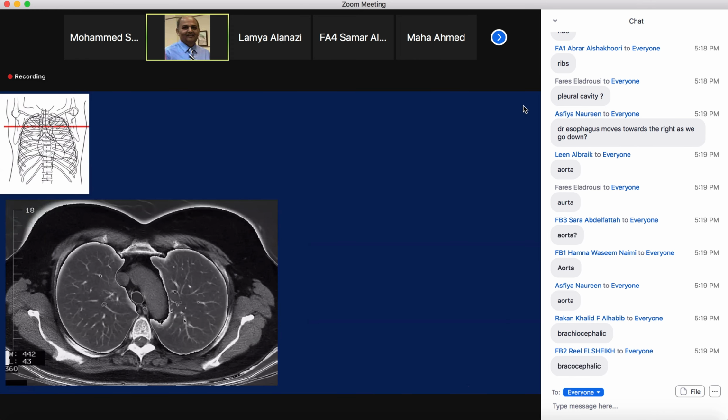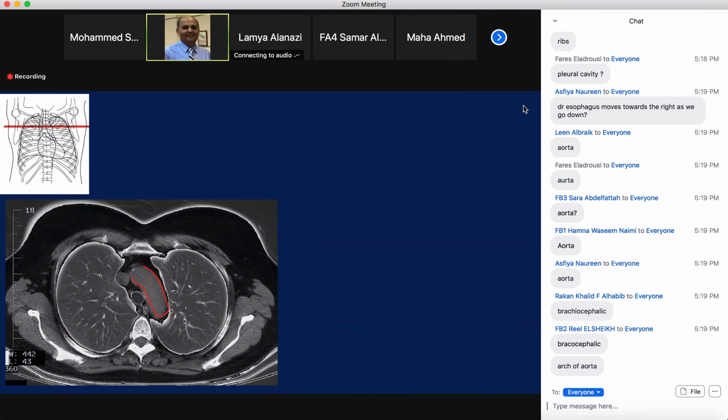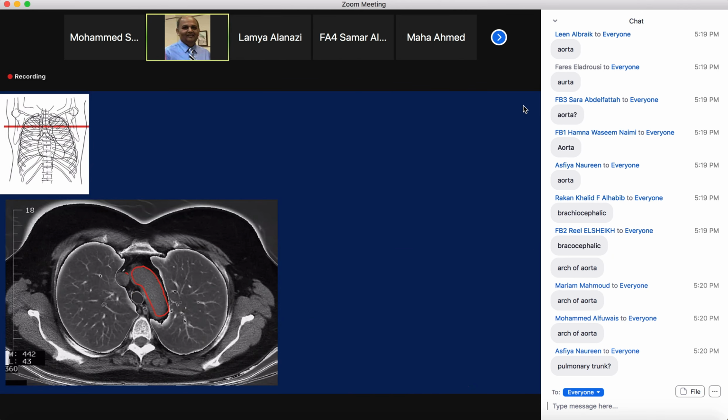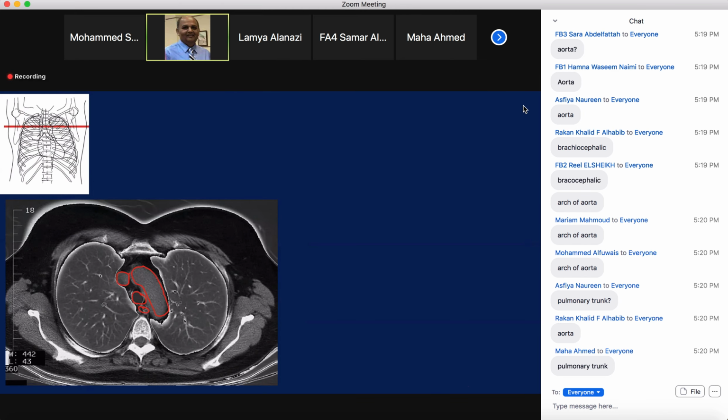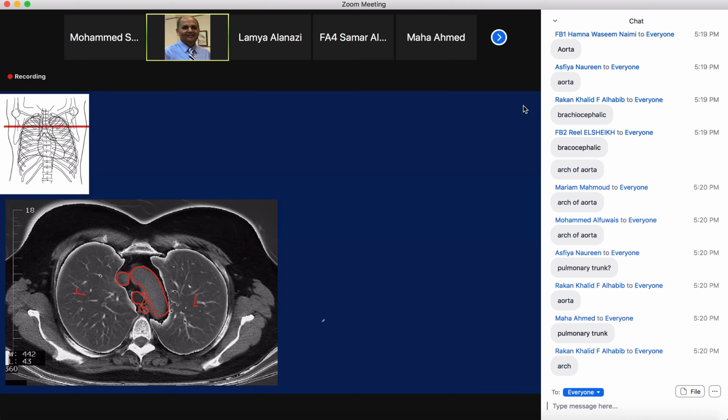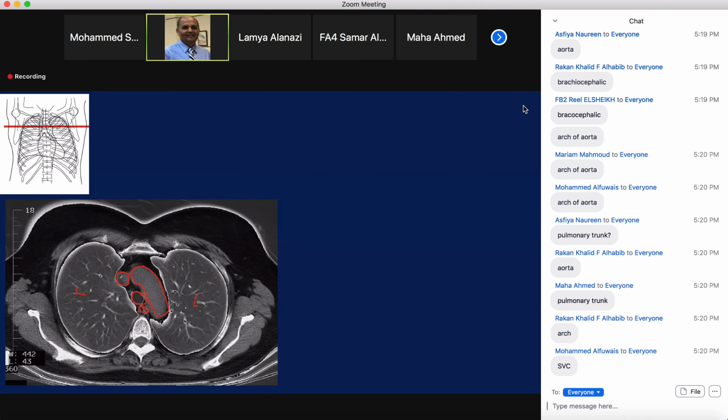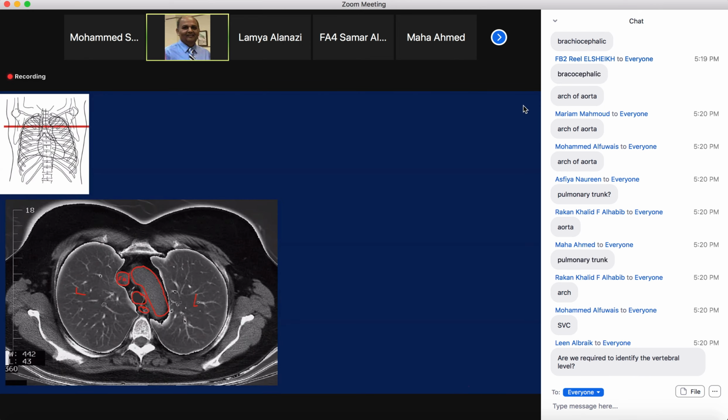Sectional level is down. Now, wow. I can see something very nice going all the way here. I can see something rounded here on the right side. I can see something rounded with a thick wall. And I can see a muscular tube. And I can see the lungs. So, people are saying arch, excellent. People are saying superior vena cava, excellent. People are able to identify trachea, excellent.